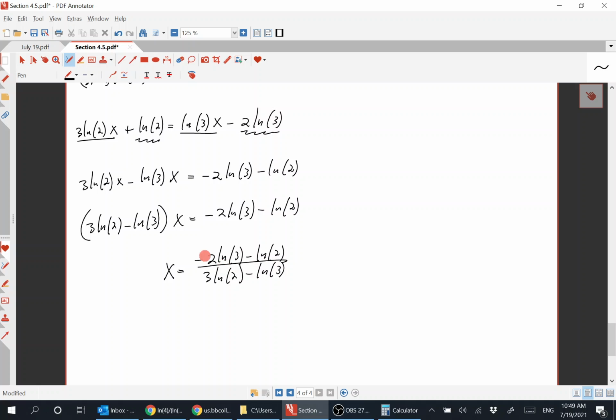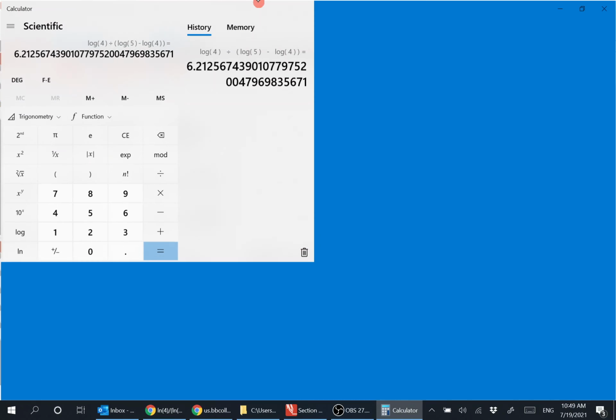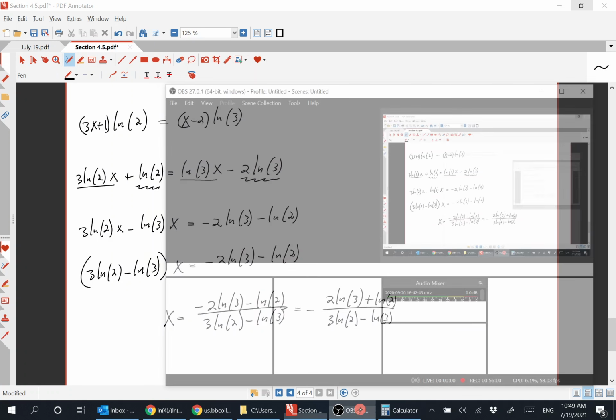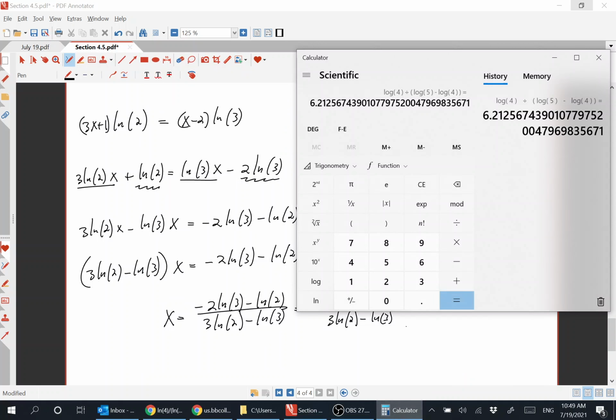I'm going to factor the negative out of the numerator. 2 natural log of 3 plus natural log of 2 over 3 natural log of 2 minus natural log of 3. So that's the exact answer right there. So I'm going to put that into the calculator and get a decimal approximation for that.